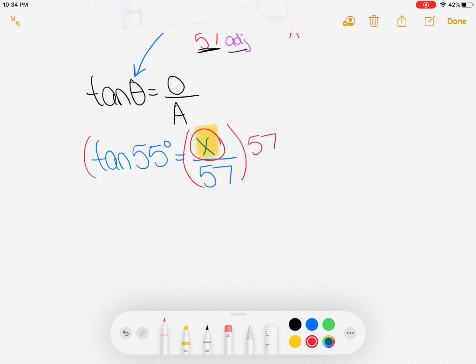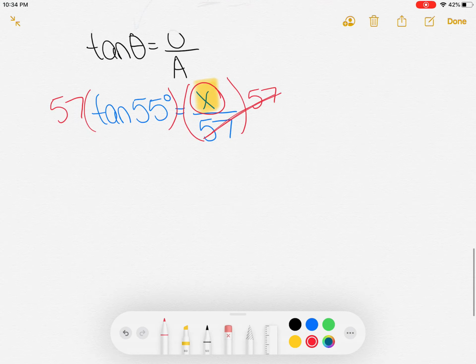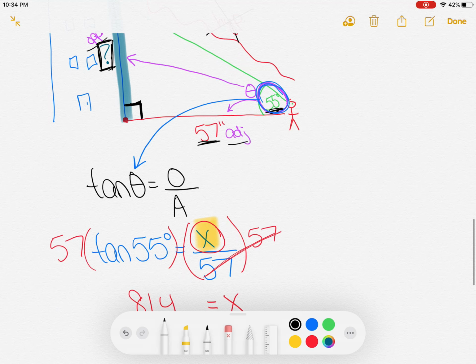Okay, so to get x alone, right now x is being divided by 57. To undo that, I'm going to multiply both sides by 57 so that those will cancel out and you get x by itself. So all you'll have to do is plug this into your calculator: 57 times the tangent of 55 degrees. Practice plugging that in for sure, but you should get 81.4.